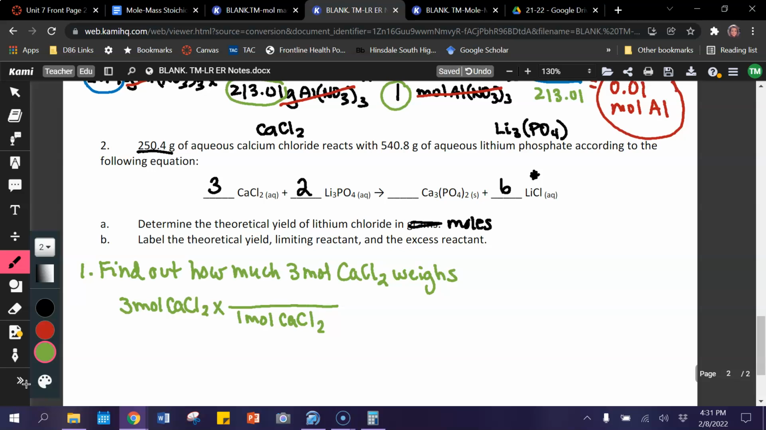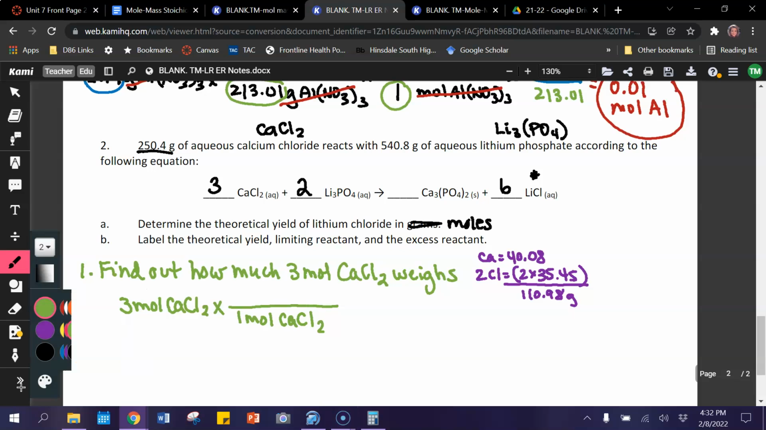So in order to find the molar mass of CaCl2, I need to refer to my chem helper. I wrote the molar mass calculation off to the side in purple. I have 1 calcium at 40.08 grams. Again, I got that from the periodic table. And I have 2 chlorines. Each of them weigh 35.45 grams. And when I add that together, I get 110.98 grams. And that's equal to 1 mole of calcium chloride.